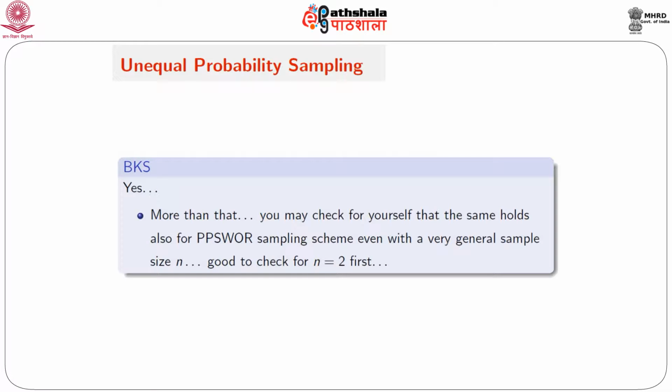More than that, you may check for yourself that the same inequalities, as you said, hold also for PPS without replacement sampling scheme, even with a very general sample size small n. Good to check for small n equal to 2 first, but that is almost a trivial exercise.